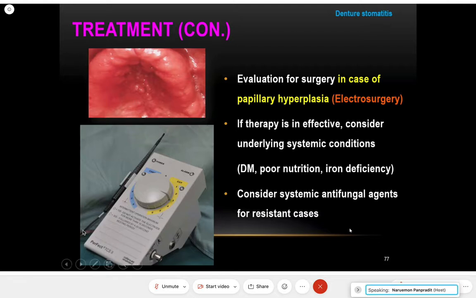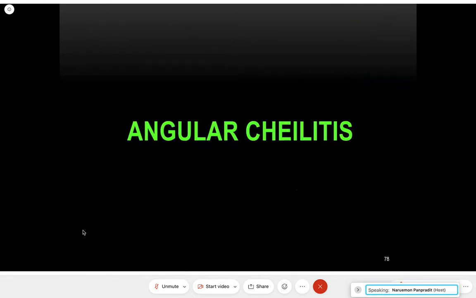But in some cases, patients who are very weak cannot use topical antifungal and take a very long time to improve. Maybe we have to consider systemic antifungal as well in this case. Okay, is there any question? A lot of things to know, right?